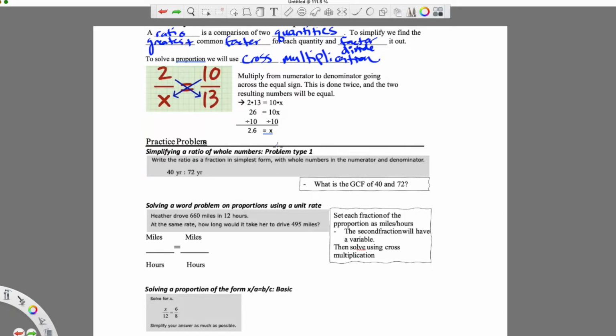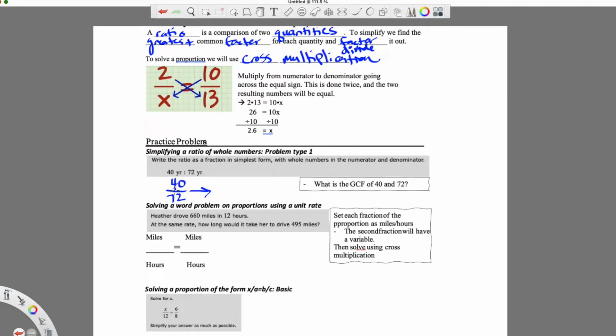So first, let's talk about that idea of simplifying a ratio. Simplifying a ratio of whole numbers, problem type 1. We're going to write the ratio as a fraction in simplest form with the whole numbers in the numerator and the denominator. So they do want us to write a fraction. So instead of 40 years to 72 years, they want us to write it as a fraction like this.